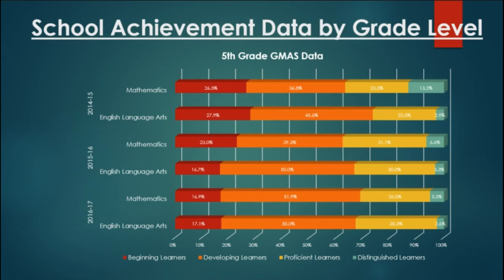The percentage of developing and proficient learners has increased over the past 3 years for language arts, rising to 50% developing and 30% proficient for 5th graders. As a result, the data shows that the percentage of students in the beginning learner level has decreased in that area as well since 2014. The outcome of these results could be from the reading program, Achieve 3000, that has been put into place by the district.